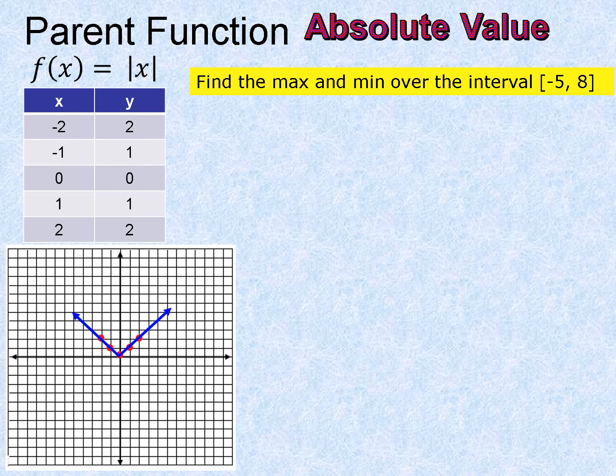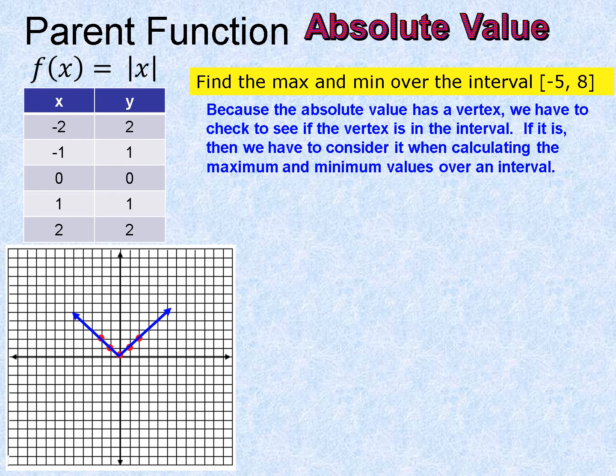Now let's focus our attention on finding the max and min over a closed given interval. Now, this is not going to be as straightforward as it was when we were doing max and min of a linear function, and this is why. The absolute value has a vertex, okay? So we have to check to see, is that vertex inside the interval? If it is, then we have to consider it when calculating the maximum and minimum over our interval. If it's not, then we don't have to, but we do have to at first consider it.